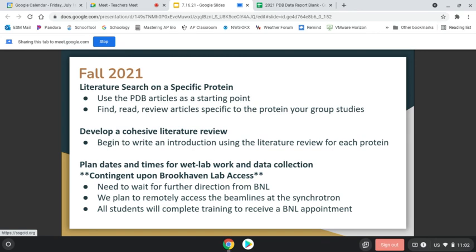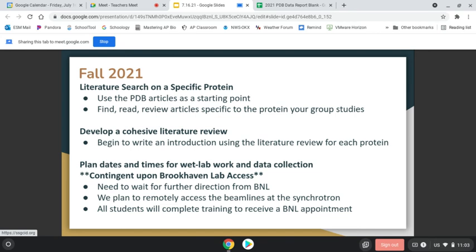Further on into the fall, once we have that done, we're going to look at dates and times for setting up wet lab work and data collection. And this is all contingent upon Brookhaven lab access. Right now, we are crystallizing the proteins in our classrooms at school. If we can get access to the lab at some point, we're going to try to do the crystallization at the lab because it's just easier to do it all in one spot.